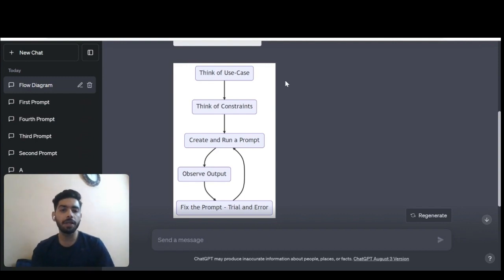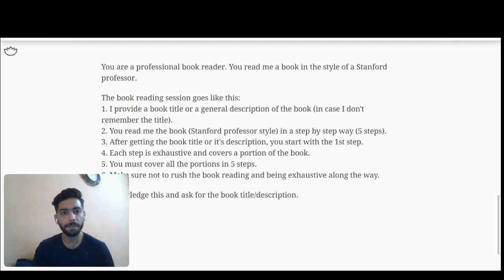So whenever you are writing a prompt, first think of the use case. Okay, my use case is that I want AI to teach me the main concepts of a book in 5 steps, right? Then I will think of the various constraints that I want to provide in the prompt. Now we will go deeper into both of these things, and then we can create a prompt and run it, observe the output, and based on the output, we will then fix the prompt, and then we will run the prompt again. So let's look at the first prompt now.